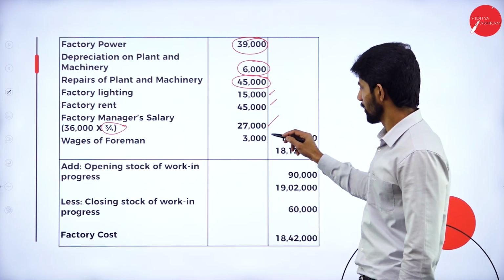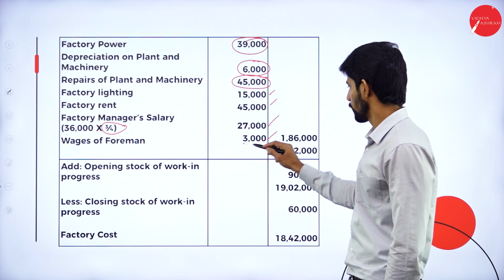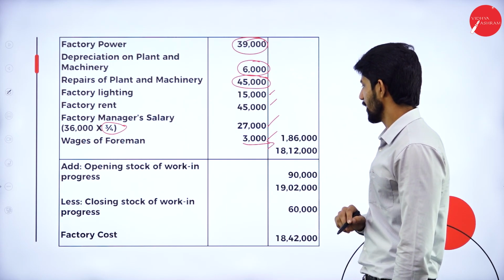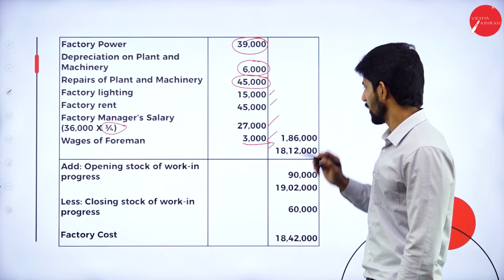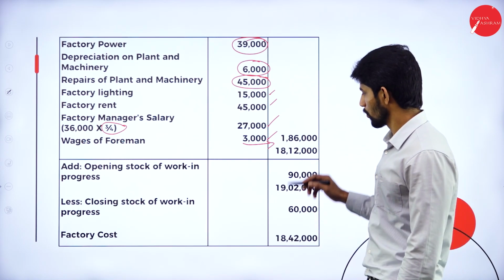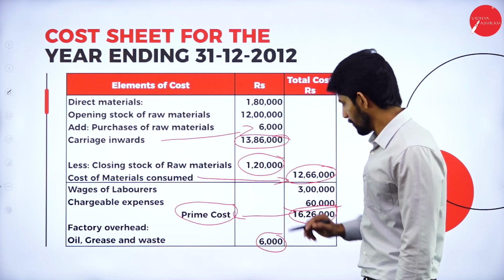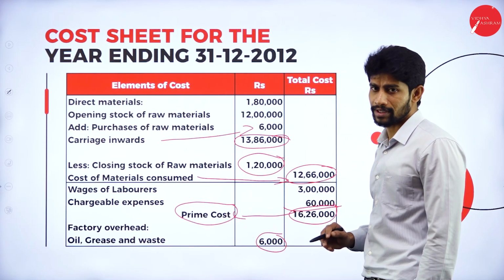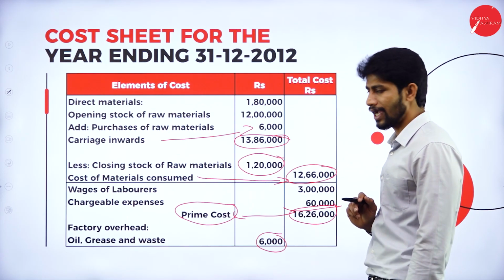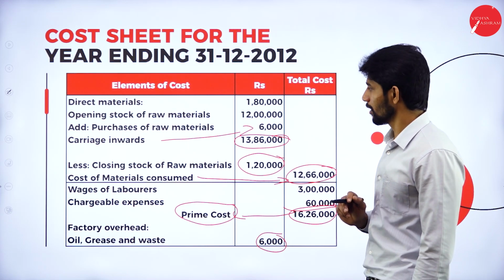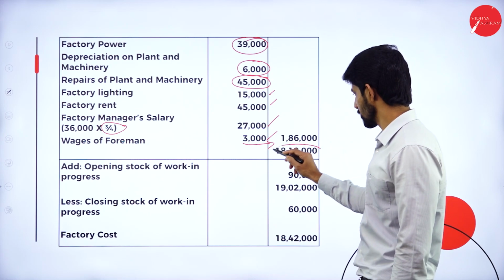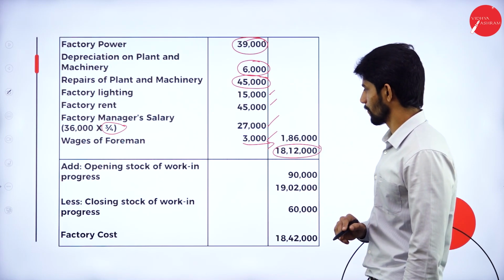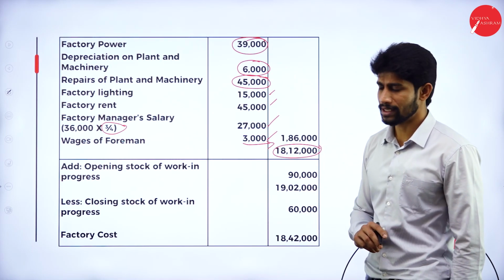Wages for foreman 3,000. Total the factory overhead, you will get 1,86,000. So here the prime cost is how much? Prime cost is 16,26,000. Now add this 1,86,000. So totally you will get 18,12,000.